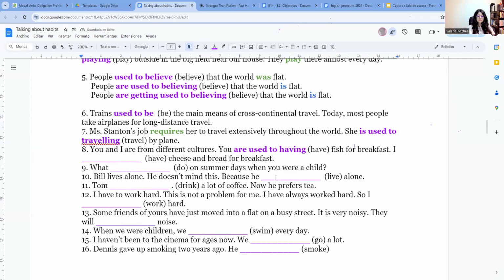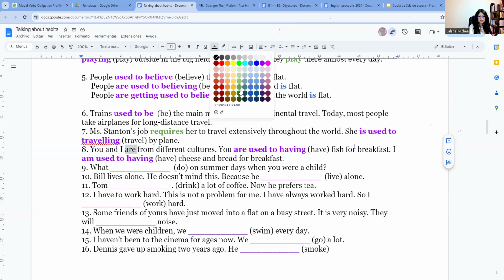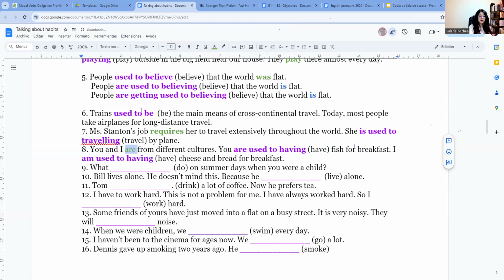You are used to having fish for breakfast, and I am used to having. I'm used to having. Thank you very much. Yes, I'm used to having cheese and bread for breakfast. How do we know it's are used to? Because we are using the present here. You and I are from different cultures in the present now. So now you are used to having fish, and I'm used to having cheese and bread in the present.